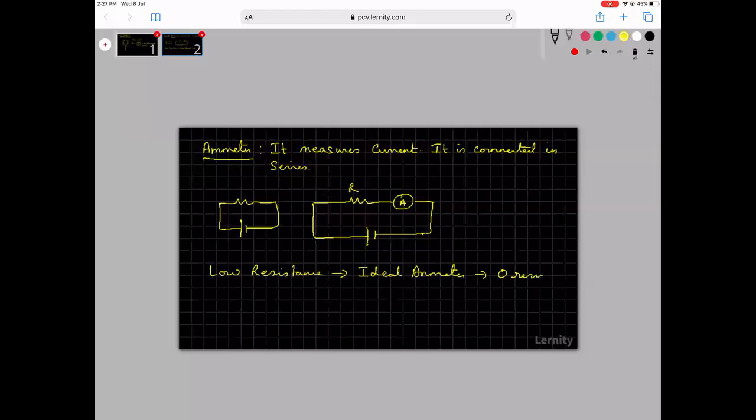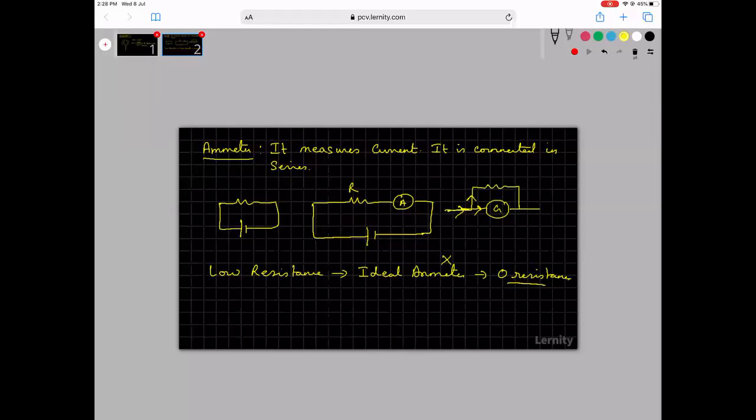So what do you do? You take a galvanometer, and you connect a low resistance wire to it. Now when you connect a low resistance wire, a majority of the current passes through this, and a small current goes this way. Then based on the markings that you make on it, you will be able to measure the current.